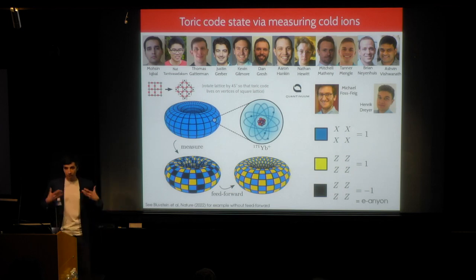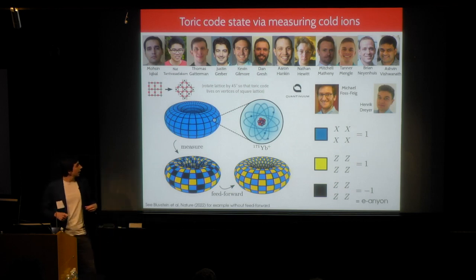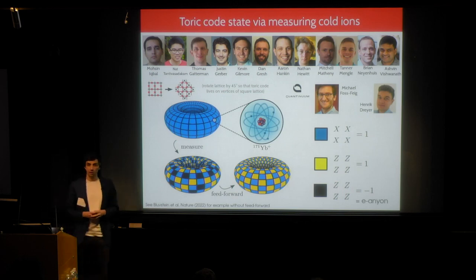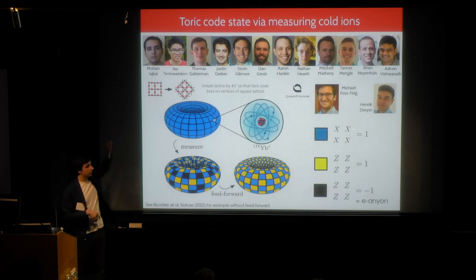I should mention this is a collaboration with Quantinuum, which is a cold ion platform. Using that cold ion device, we'll try to create the toric code state with a finite time protocol using measurement. I should mention that before, I was showing the toric code with qubits living on the links of the square lattice, as you see there.